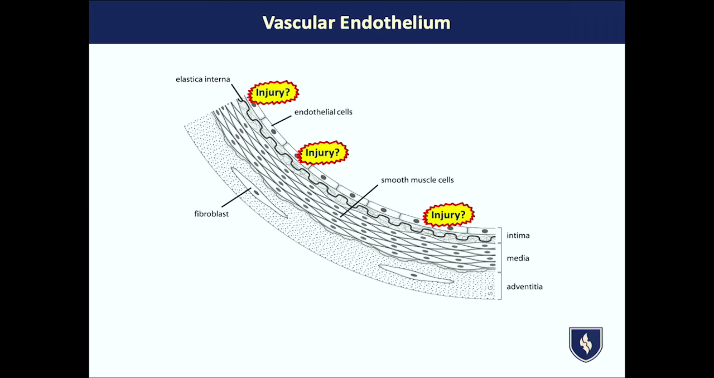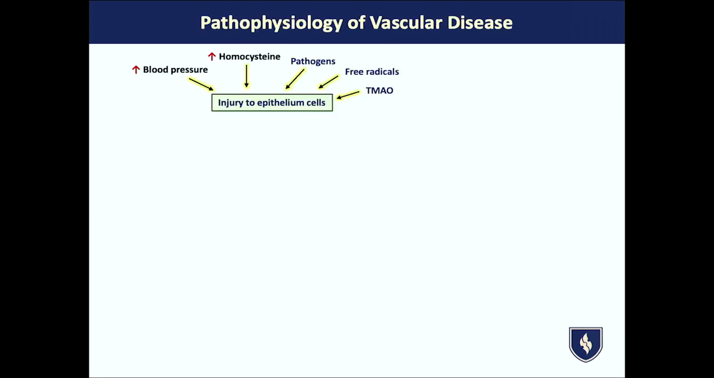So when you look at these endothelial cells, you have injury. So let's talk about this first. When you look at this vicious cycle, these are the most common things that can injure these endothelial cells. We'll talk epithelial cells or endothelial cells, right? Epithelium is a location, endothelial cells specifically. Increased blood pressure, increased homocysteine, pathogens, free radicals, and TMAO come in and injure these cells.